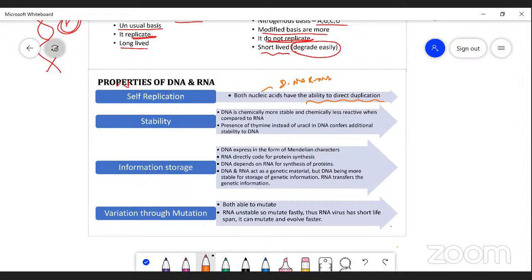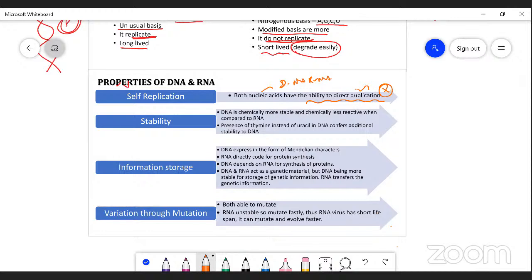Stability. Already I told you DNA has the replication capacity. RNA does not have the replication capacity, but it has the ability of duplication. Don't get confused between replication and duplication. DNA has the capacity for replication. RNA does not have the capacity for replication, but both nucleic acids have the ability for direct duplication. So remember properly the difference between duplication and replication. Replication is absent in RNA.